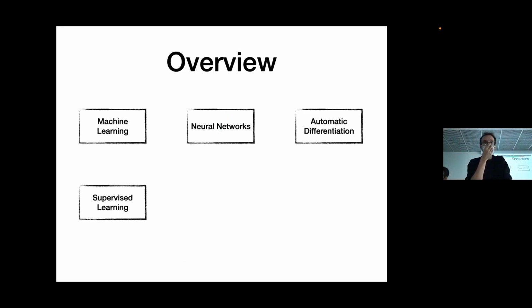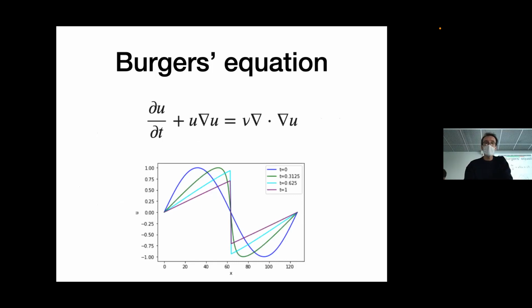So far, we have seen all of this: the machine learning vocabulary, what is a neural network, how to apply automatic differentiation. And now, for the last maybe 40 minutes, we will try to see how we can use that in specific physical applications. So for instance, let's consider an equation, which is in this case the Burgers equation, which is maybe a famous equation in physics, but not for machine learning people.